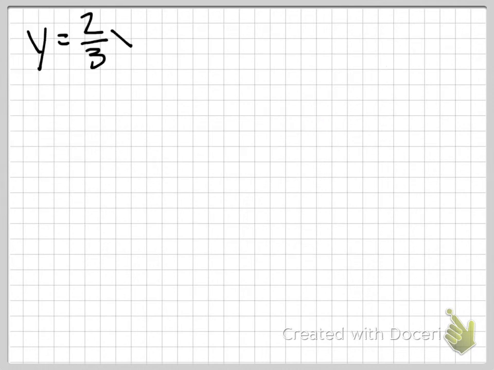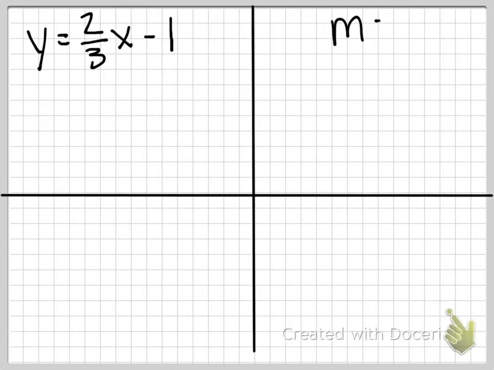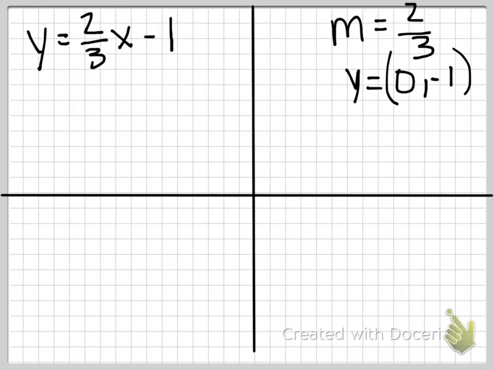So what I want you to do is look at this one, y equals 2/3 x minus 1. I want you to pause this video, and on your graph paper, try to do this one. Okay, so hopefully you've done that. Again, we're going to identify here that the slope m is 2/3, and the y-intercept is 0, -1.